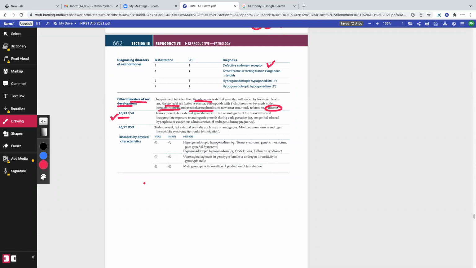This is 46XX disorders. What happens is ovaries are present, but external genitalia are virilized or ambiguous, meaning that ovaries are there, but the external genitalia appear in the shape of a penis. Due to excessive and inappropriate exposure to steroids during early gestation, this could be due to congenital adrenal hyperplasia, or isn't there a possibility that some mothers can be abusing steroids when they are pregnant? Yes or no? Especially if the mothers are bodybuilders, for example.